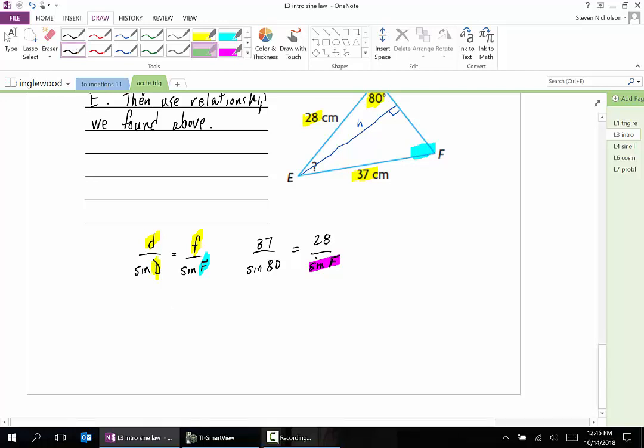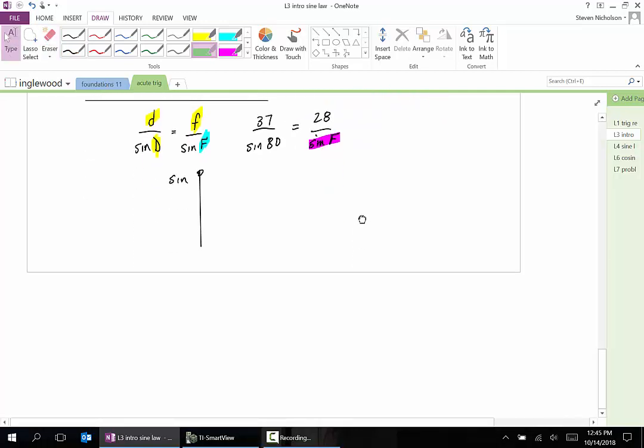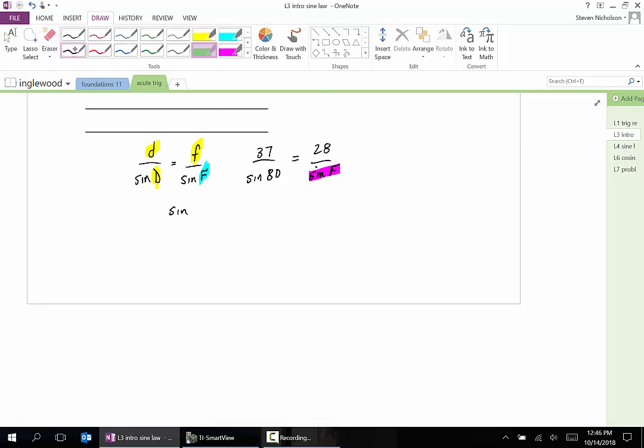If we flip both sides, and you can do this mathematically, here's what we get. We get the sine of 80 over 37 is equal to the sine of F over 28. Now again, I just want to emphasize that you can do this. So for example, if you had 1 over 2 is equal to 1 over 2, imagine that's where we are right now. If you flip both sides, you'd have 2 over 1 is equal to 2 over 1, and those are true. So again, mathematically, we can do that as long as we maintain equality.